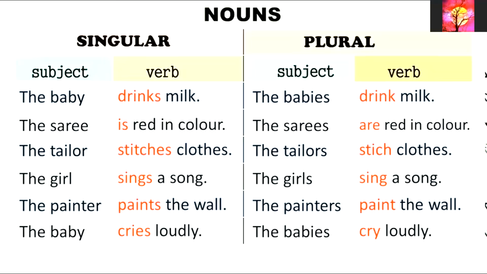Now singular subject, the tailor stitches clothes. Plural subject, the tailors stitch clothes. Singular subject, the girl sings a song. Plural subject, the girls sing a song. Singular subject, the painter paints the wall. Plural subject, the painters paint the wall. Singular subject, the baby cries loudly. Plural subject, the babies cry loudly.